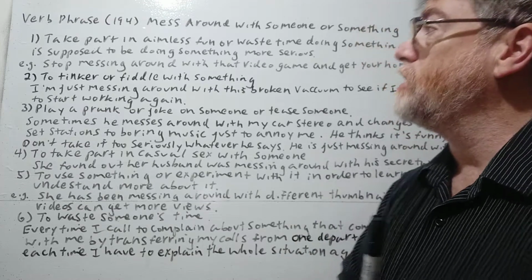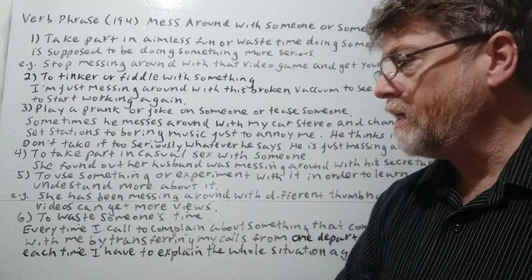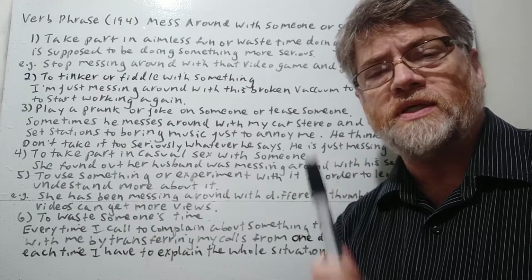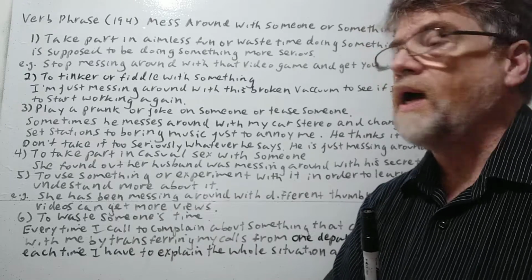Verb phrase today is to mess around with someone or something. Okay, we have 6 uses and 6 meanings today. So let's take a look at the first one.